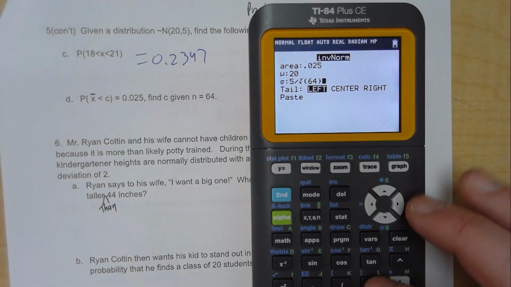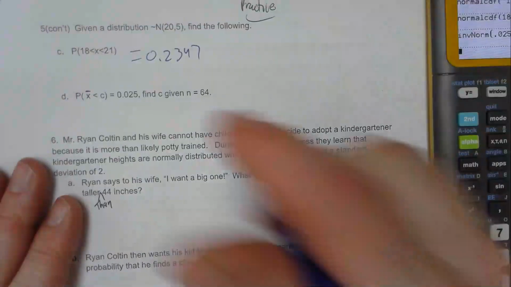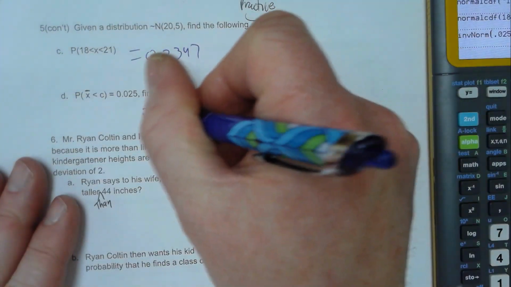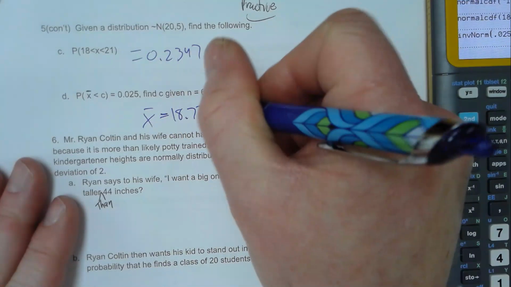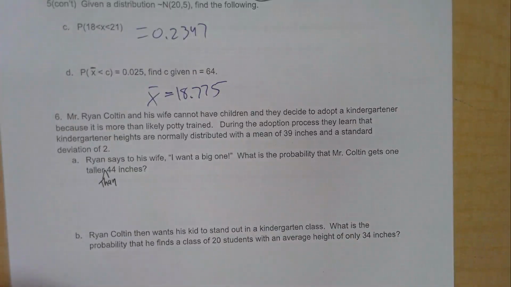And I want less than, so it's to the left. 18.77. So X bar has to be 18.775. All right.